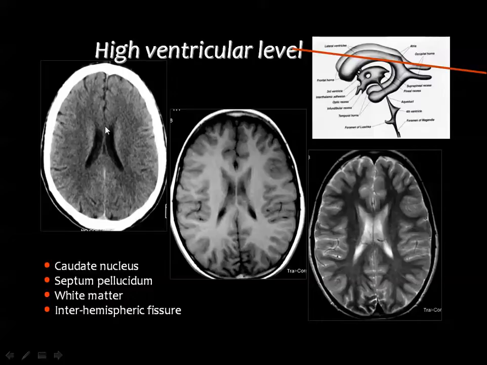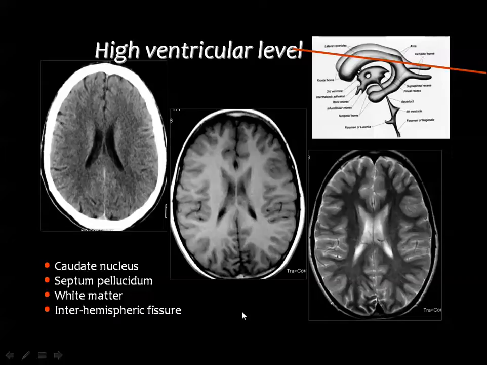Then the septum pellucidum is a fine septum separating the bodies of the ventricles, and the brain substance is divided into two parts: the white matter, which is a little bit dark in CT and MRI T2, and bright in MRI T1. And you can see also the cortex of the brain, or the gray matter, which is brighter in the CT and MRI T2 and dark in the MRI T1. And also you can see the interhemispheric fissure separating the two hemispheres.